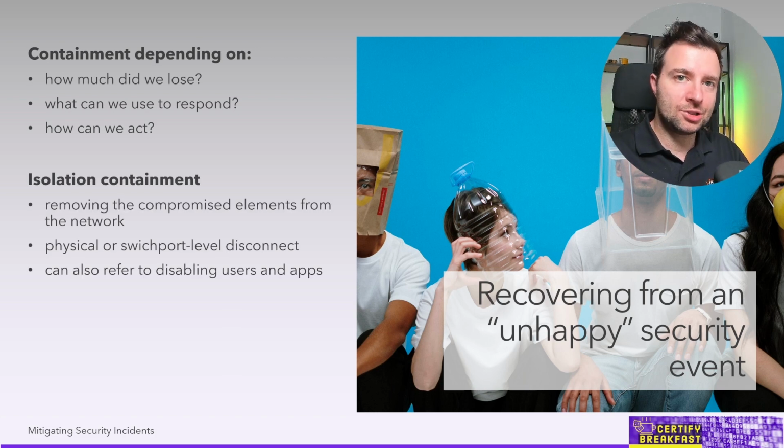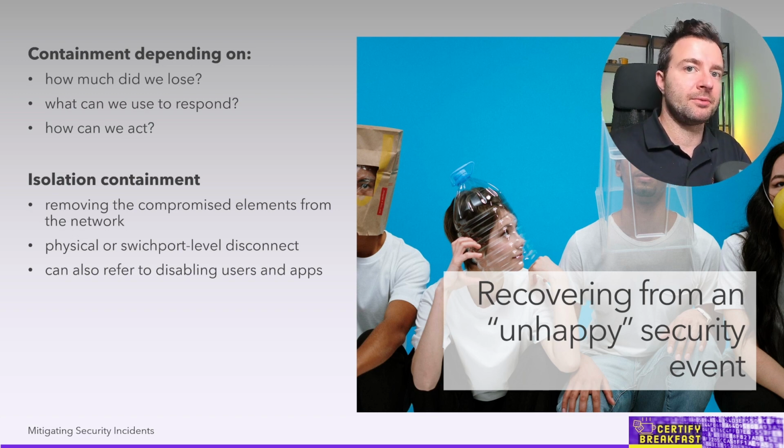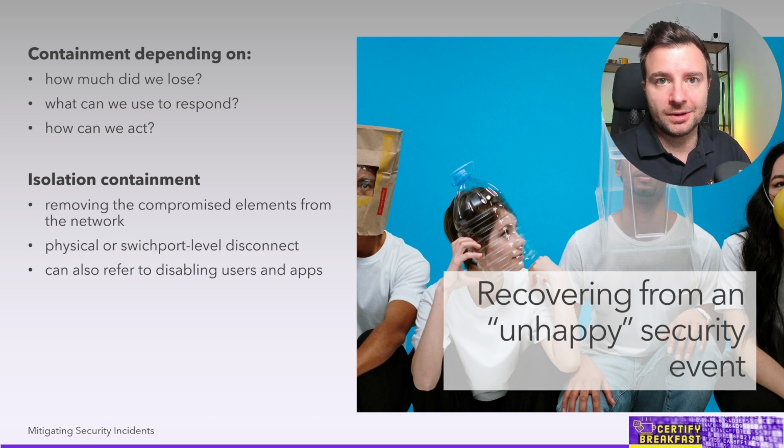So an isolation type of containment is a method by which we are removing or isolating the affected systems from the rest of the network. It could be done in a logical manner, so we could just enable some access lists or some filters so that those affected systems are not able to communicate outside of the affected network segment, or it could be just a physical disconnection from the network, or a physical port shutdown on the switch that is connecting those affected devices.